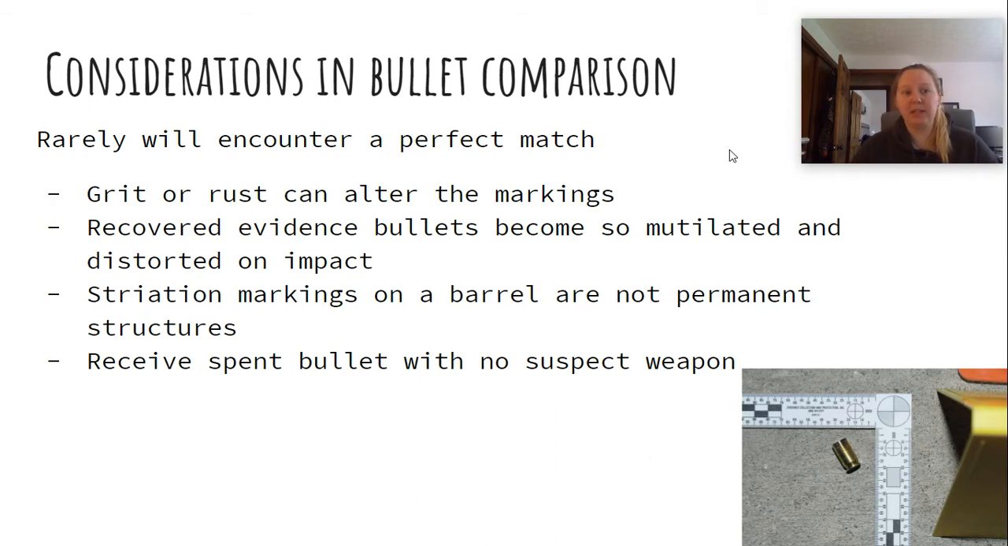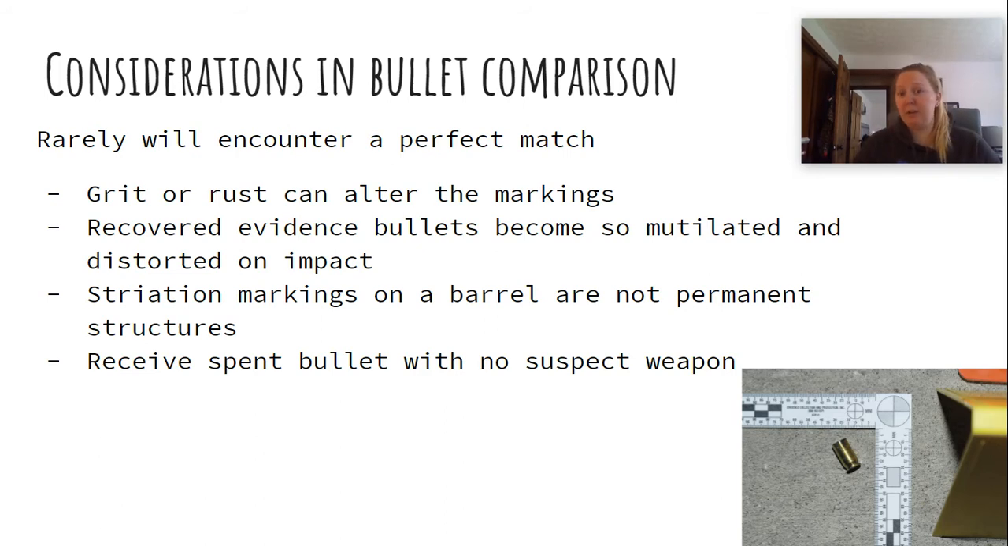Consideration in bullet comparison, you will rarely ever encounter a perfect match. Grit or rust can alter the markings, and most commonly when a bullet is fired and it hits a hard surface, it pretty much explodes and is not really usable anymore. Recovered evidence bullets can become so mutilated and distorted on impact, especially if they hit a very hard surface.